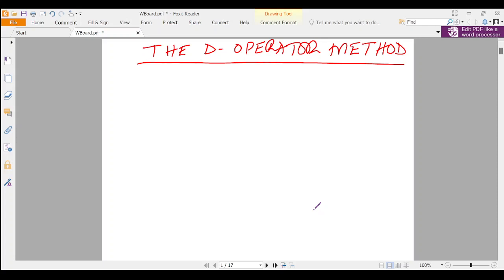So in this session, I'm going to talk about the D operator method for the solution of a system of differential equations, or for a system of linear differential equations in two unknown functions. So we're going to consider a system of differential equations in two unknown functions. We shall call them x and y. And then we use the D operator method to solve.